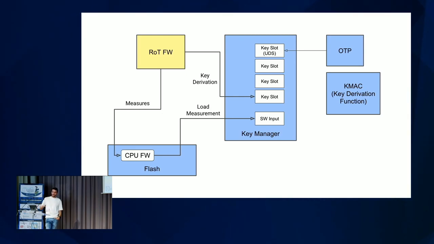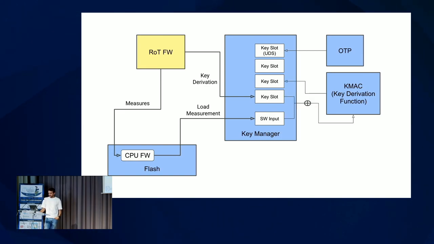This new identity is going to be based on a previous identity, the ROM extension identity, which is based on a previous identity, which is the ROM. It's called DICE, and we talked about this previously. So the key manager is going to be asked to derive a new key, a new identity for your CPU firmware that's based on your root of trust firmware, that's based on the ROM extension, that's based on your ROM. So you have your initial trust chain built up there.